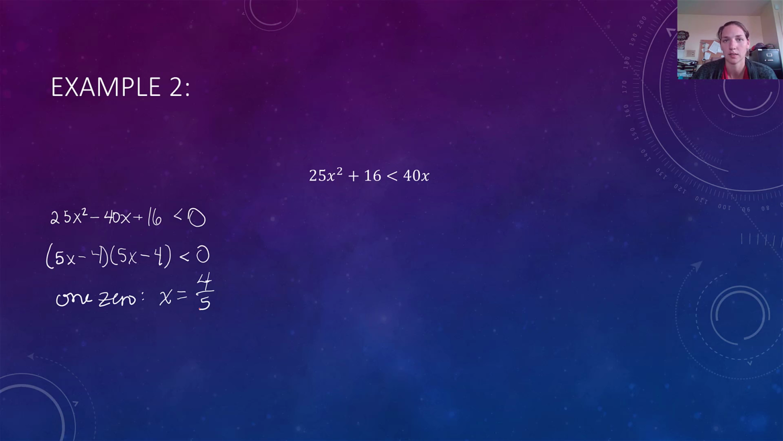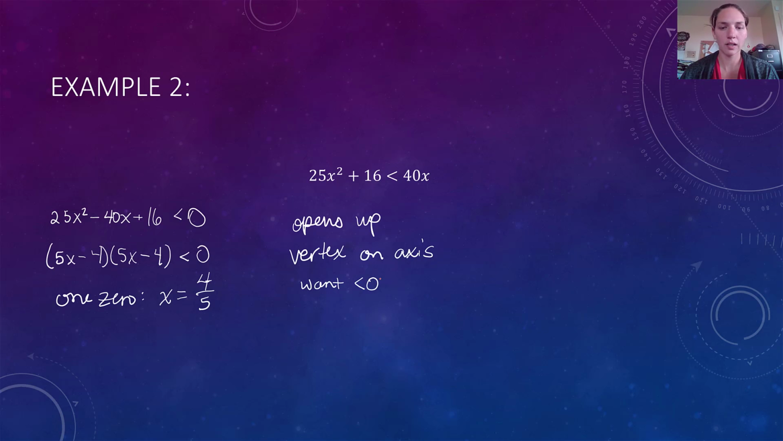What does that mean? It means if I was graphing this, my vertex would be on the axis. So I don't ever go below the axis. And this opens up. So if the vertex is on the axis and it opens up, and I want less than 0, I get that that never happens.